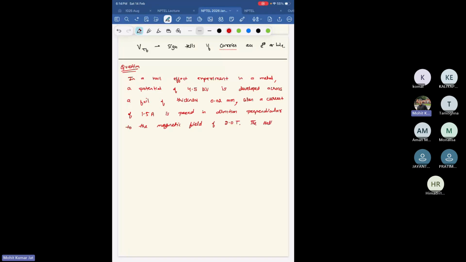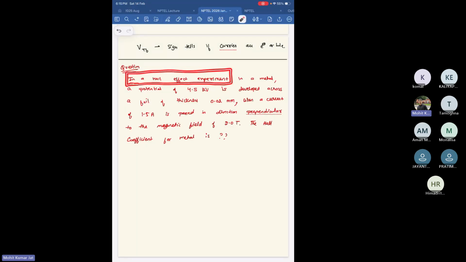So the Hall coefficient for metal is what the question asks. You are doing a Hall effect experiment, of course with a metal. You can do it with a semiconductor also, but not an insulator. Now a potential of 4.5 microvolt is observed. So this is Vxy, transverse to the current direction, and the thickness of the foil is also given, the current passing through the foil is also given, and the magnetic field is also given. All we have to do is determine the Hall coefficient.